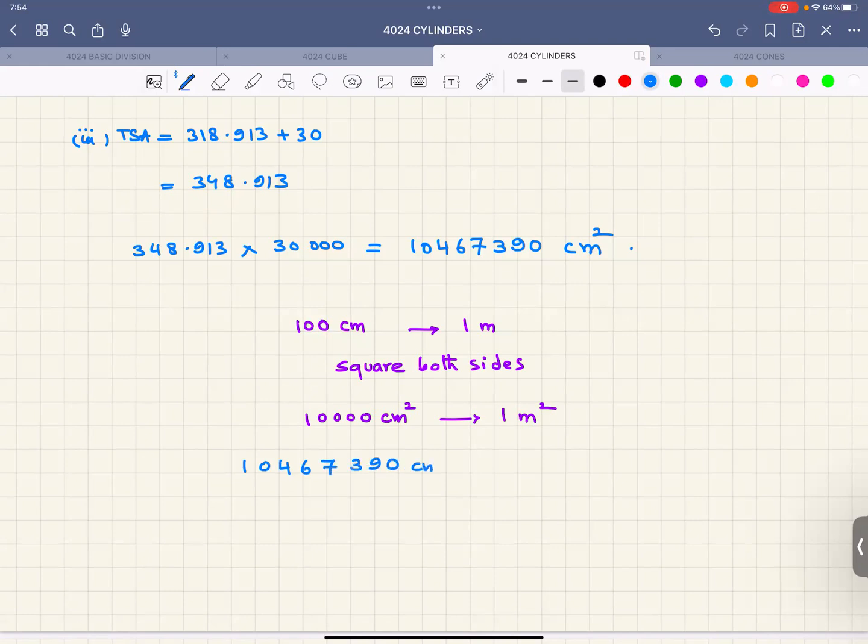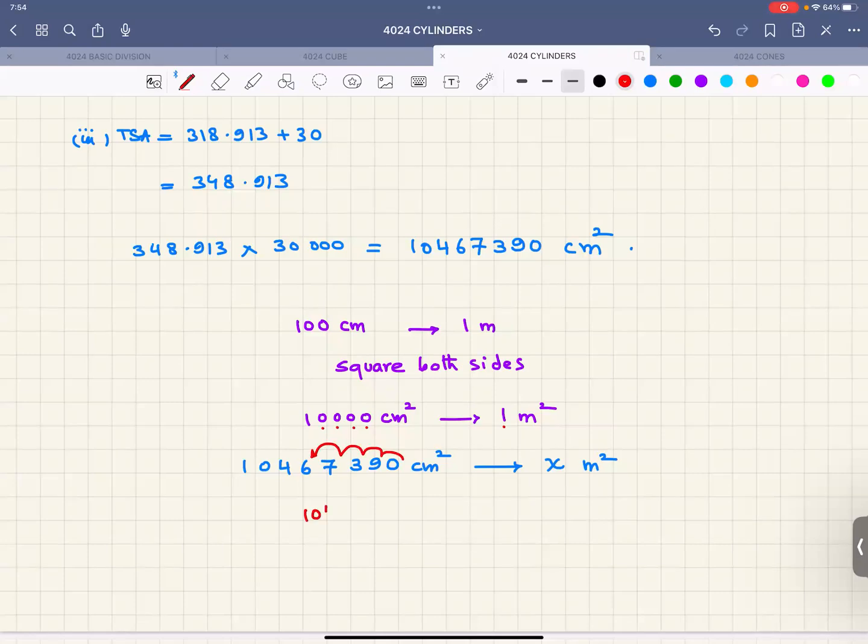10467390 centimeter square is x meter square. Now look at the ratio. 1, 2, 3, 4: 4 zeros is becoming 1. Therefore, this answer will be divided by 4 zeros. So 1, 2, 3, and 4.